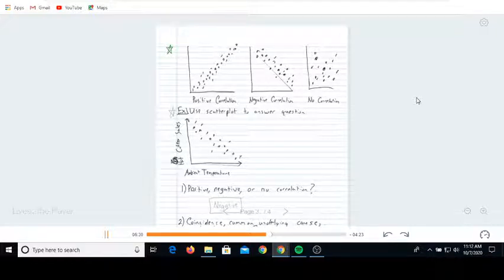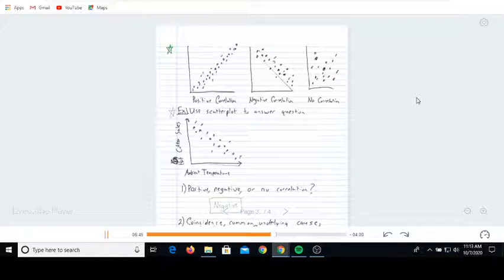Notice positive correlation looks like an upward trend in the data. As X values increase, so do Y values increase. As X values decrease, Y values decrease. And what that creates is what appears to be, reading from left to right, an upward moving trend line.